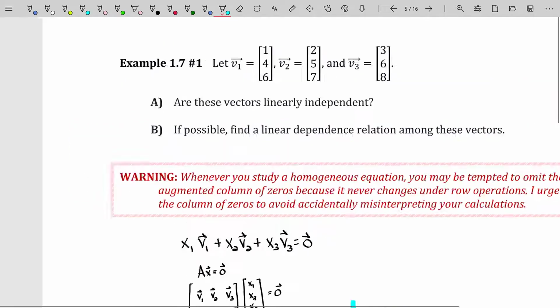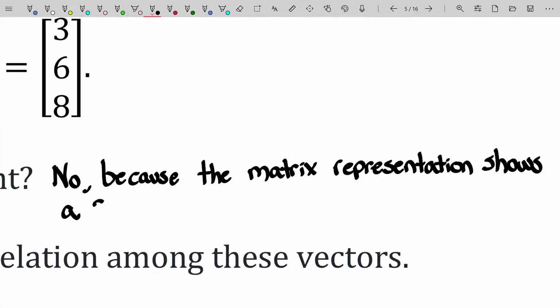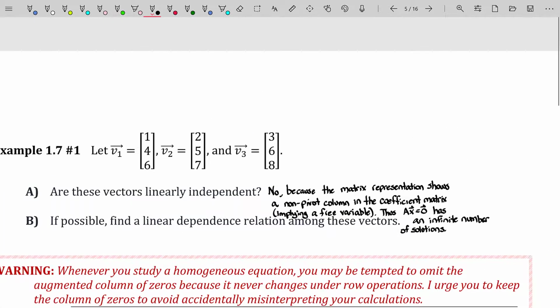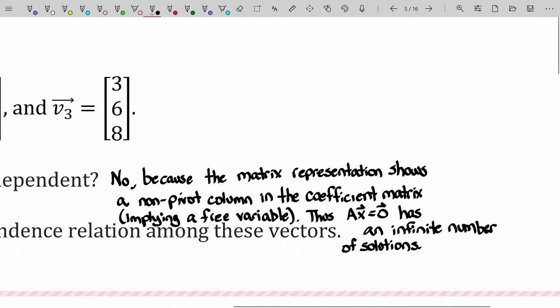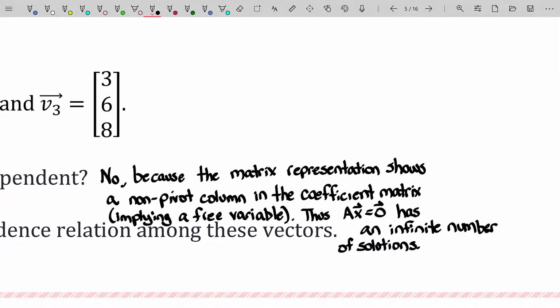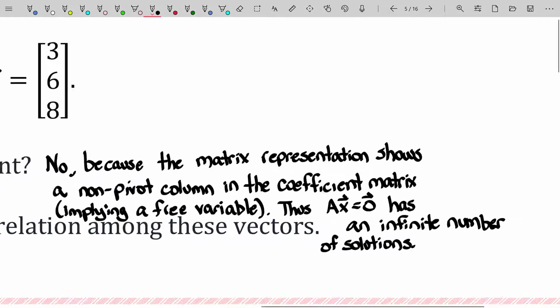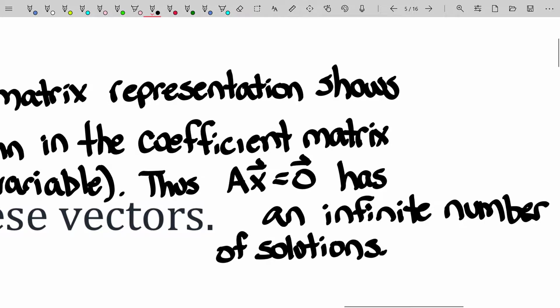Since it has more than the trivial solution, the column vectors that built that matrix must not be linearly independent. I'm going to write that down and give the reasoning. So are these vectors linearly independent? No, because the matrix representation shows a non-pivot column in the coefficient matrix, and this implies a free variable in the underlying linear system. Thus, AX equals 0 has an infinite number of solutions.